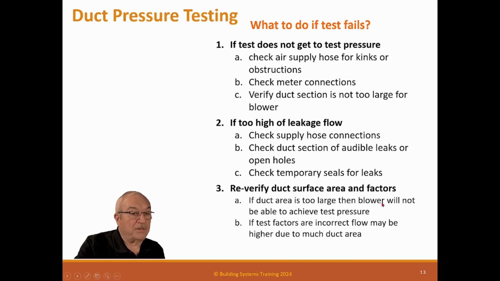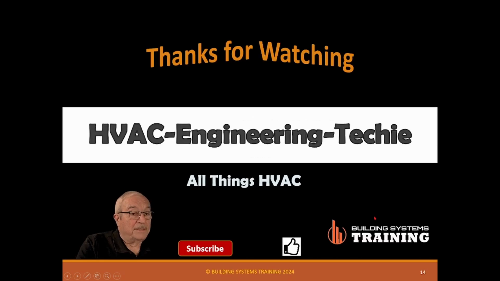Re-verify the duct surface area and factors. Make sure we haven't made a mistake arithmetically and that we're okay on this. If the duct area is too large, then the blower will not be able to achieve the pressure. If the test factors are incorrect, flow may be higher due to too much duct area. So we want to check to see we did everything right. And then the final resort is, of course, if it's got too many leaks, we've got to reseal the duct.